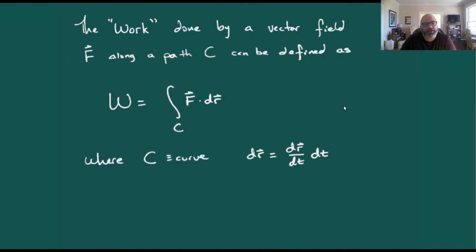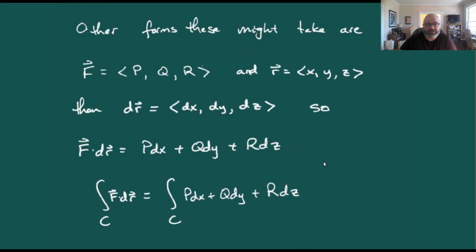Now, the work done by a vector field f along a particular path, we can define as a line integral over the curve C of f dot dr, where C is our curve and dr is our tangent vector, or tangent form, where it's just dr/dt times dt.